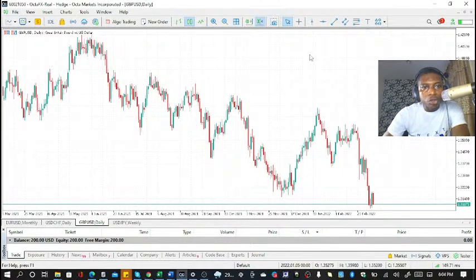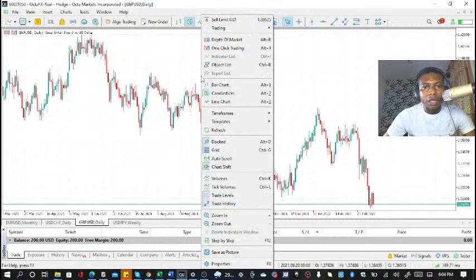Straight to live analysis now. I want to believe that many of us have started engaging with the market and we want to understand some of the things to watch out for before taking trades. So now let's start with the pound USD.